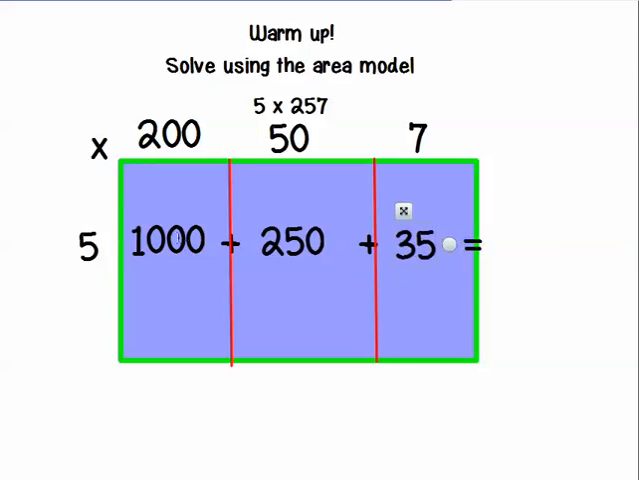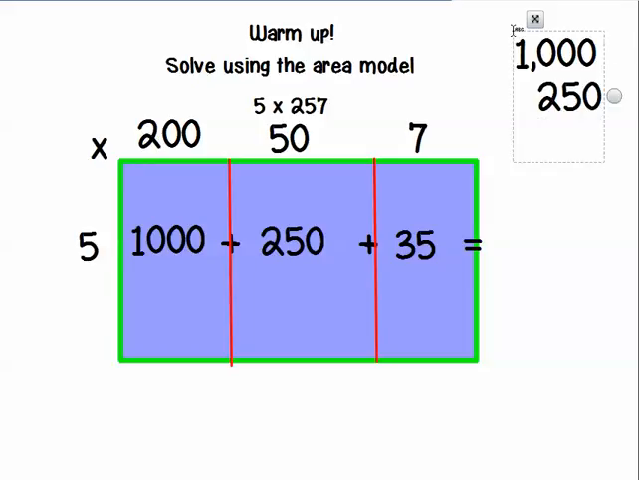And now I have what's called partial products. Partial just means part of, and of course product is the answer to a multiplication problem. So now I have part of my answer to the big multiplication problem of 257 times 5. Honestly, the kids have a hard time sometimes adding across horizontally, so we typically rewrite it: 1,000 plus 250 plus 35.